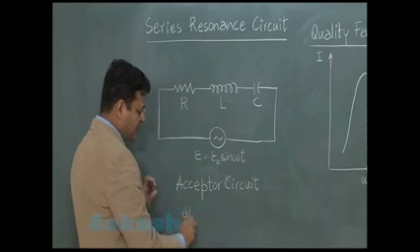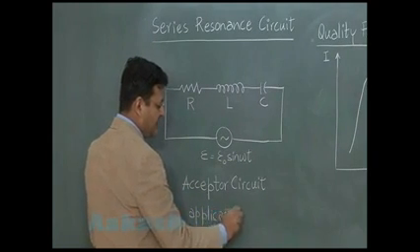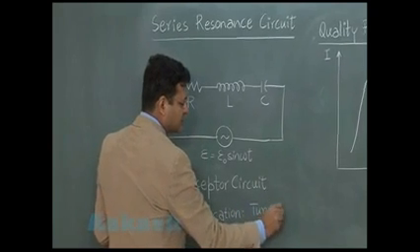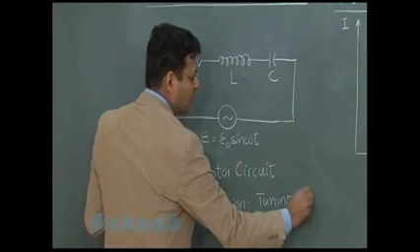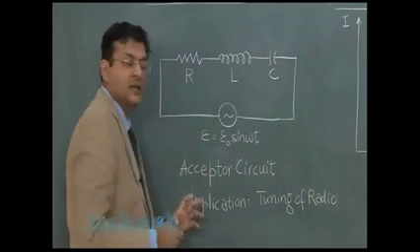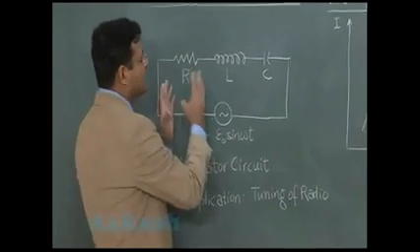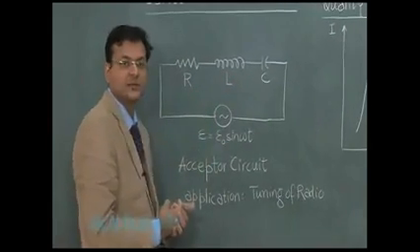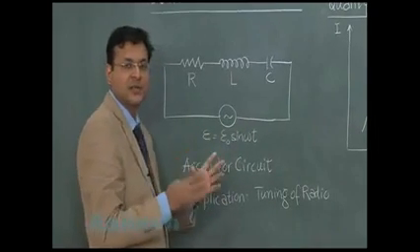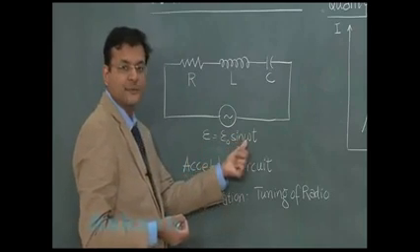If you look at its application, there are several applications. A very famous application can be tuning of radio. Now the meaning becomes very clear why you are calling it an acceptor circuit. For example, this is the circuit of your radio where you have resistance, inductance and capacitance connected together, and from outside the EM waves of any particular radio station are coming in. Any particular radio station will have a fixed frequency omega.